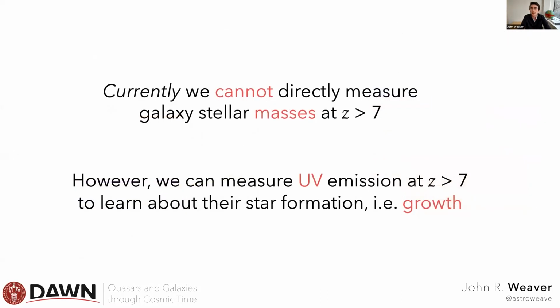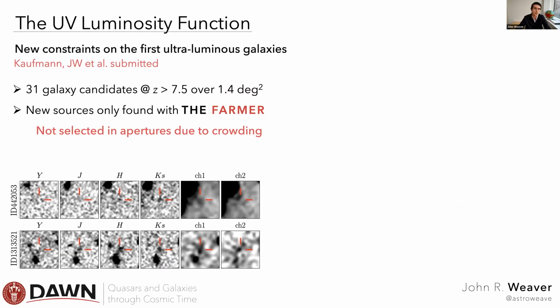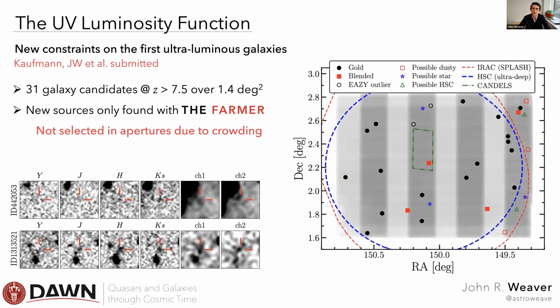Now, currently, we cannot directly measure galaxy stellar masses above redshift 7. However, we can measure their UV emission above redshift 7 to learn about their star formation, in other words, their growth. So this is, of course, the UV luminosity function. We provide new constraints on the first ultraluminous galaxies in Kauffmann, Weaver et al., submitted. We find 31 galaxy candidates above redshift 7.5 over the 1.4 square degree secure area of the 2 square degree COSMOS survey.